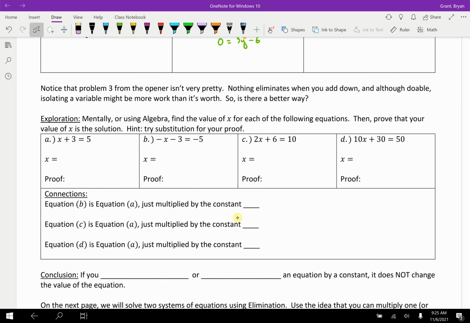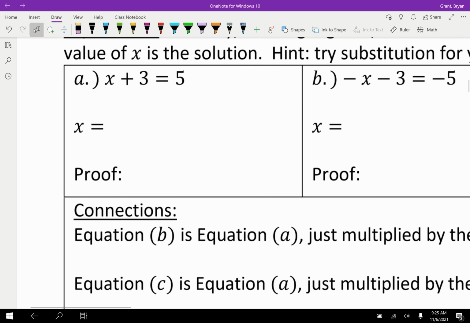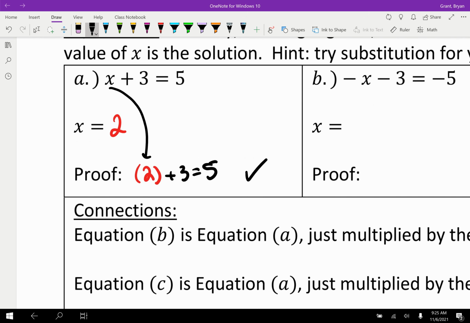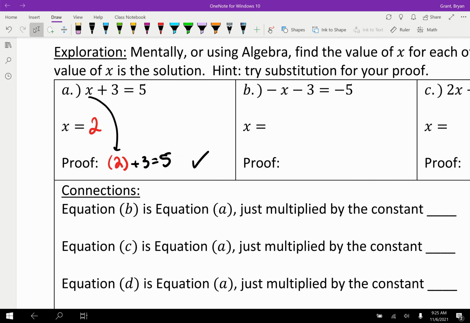So problem 3 from the opener wasn't very pretty because nothing eliminated. So what we're going to do first is somewhat similar to what we did last class. We're going to look at 4 equations and see if we can find the value of x for each equation. And then we're going to prove that our value of x is actually the solution. So for example, on this first one, what plus 3 equals 5? Well, hopefully you said 2 plus 3 equals 5. And your proof is if you replace the x with the 2, then 2 plus 3 is equal to 5. So go ahead, take 30 seconds or so, try B, C, and D, and then we'll come back together.